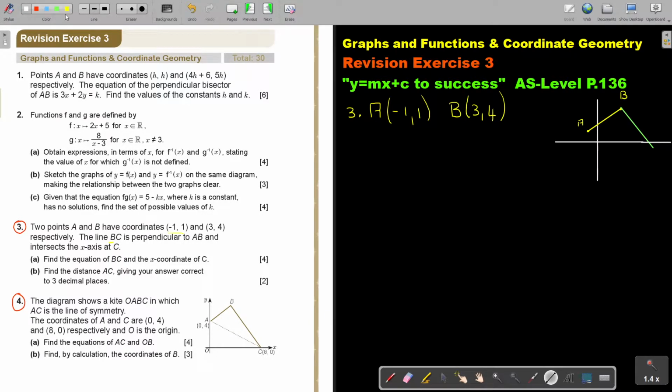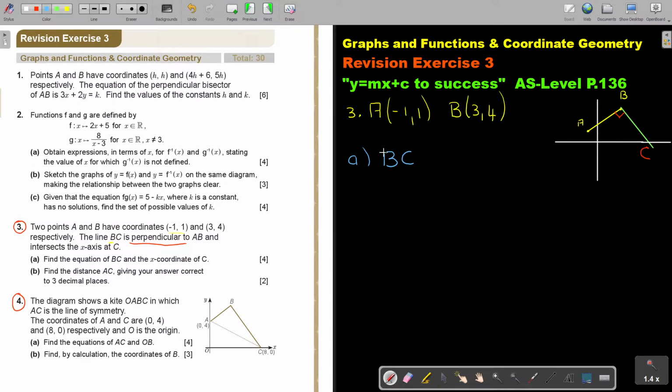Then they say it intersects the x-axis at C. So where it intersects, it's going to be C. And there is going to be the 90 degrees. It's not a perpendicular bisector, it's just perpendicular. So make sure that you are not misreading or reading too much into the question. Now, let's start with number A. Find the equation of BC.